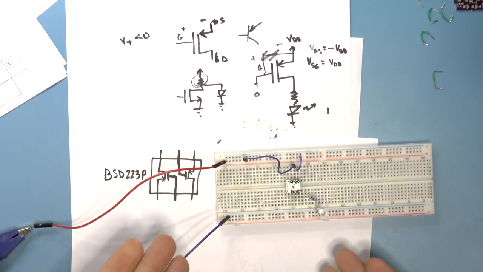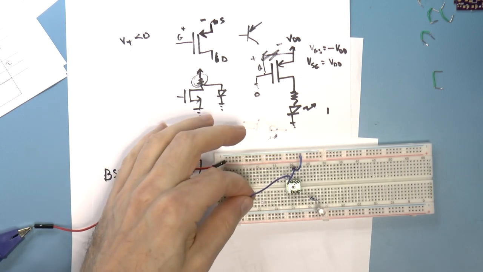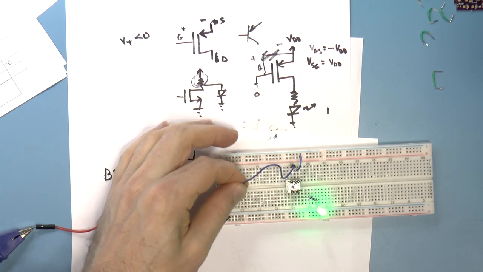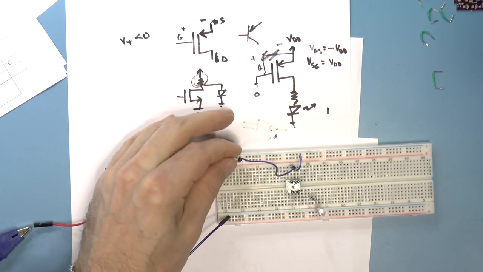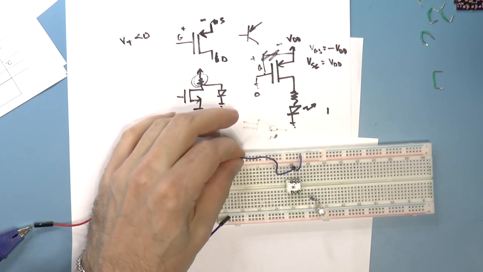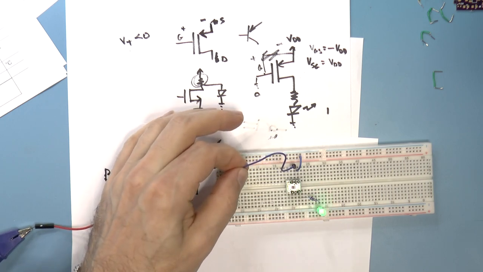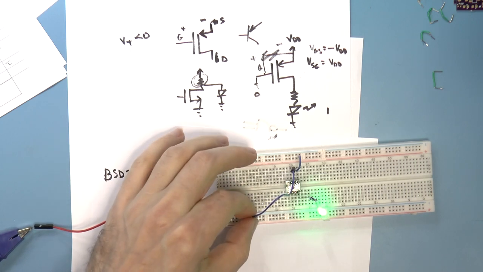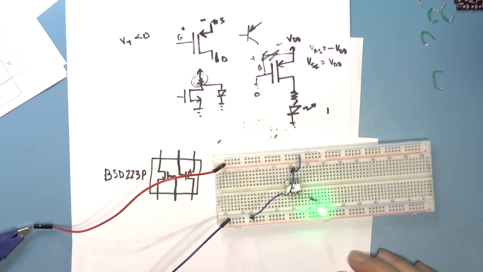And just like with the NMOS, we're seeing this charge effect where the gate is still charged up. And you can see that the gate actually lost its charge. Look at that. That's kind of interesting. So the charge actually leaked away. Okay, so there it is.